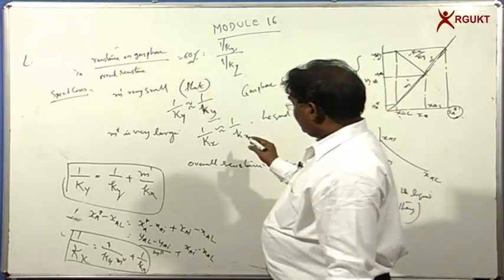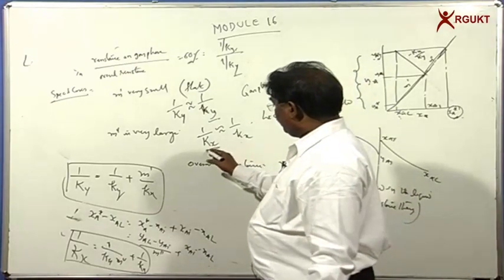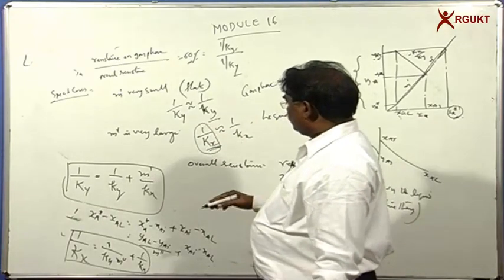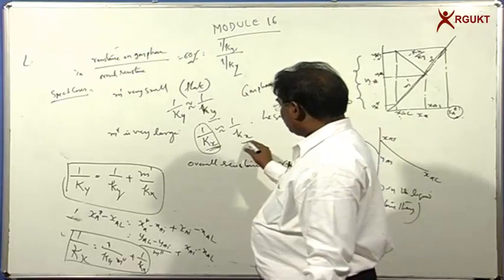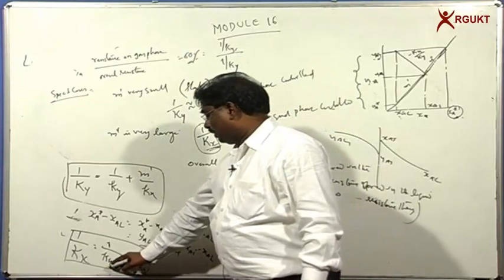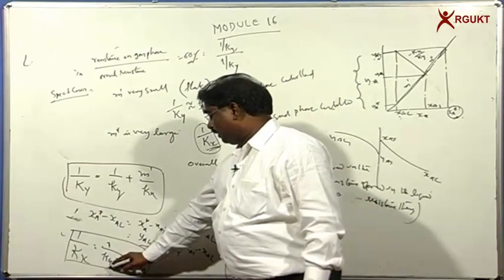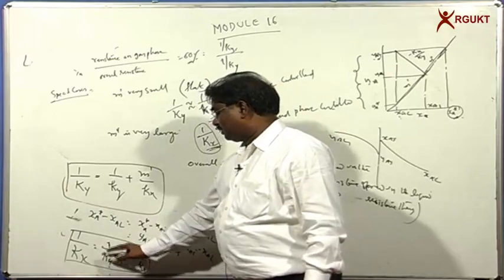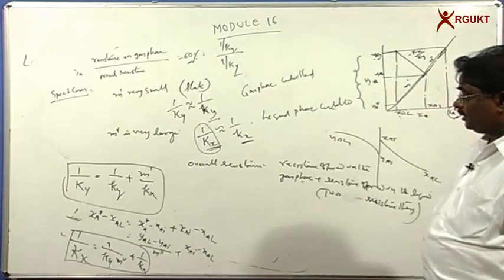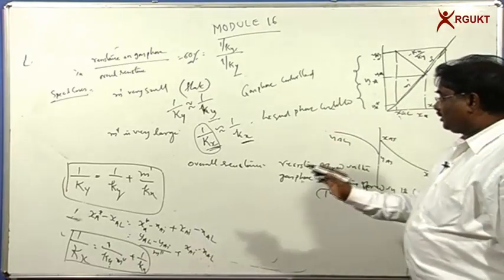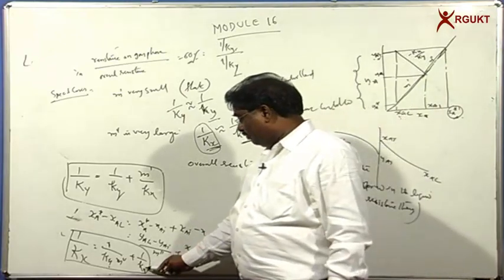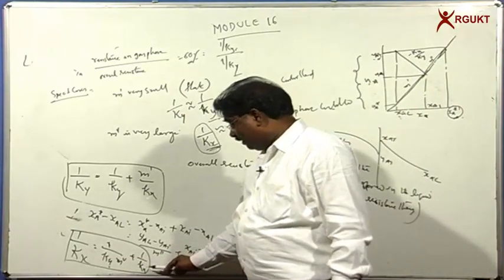Now, if you want to reduce the overall resistance, it is better to reduce the resistance in the liquid phase rather than changing the gas phase resistance, because gas phase resistance will not have much influence on the overall resistance. So what one can do is increase the liquid phase mass transfer coefficient by increasing the flow rate of the liquid.